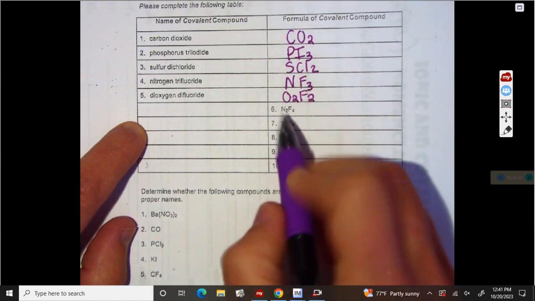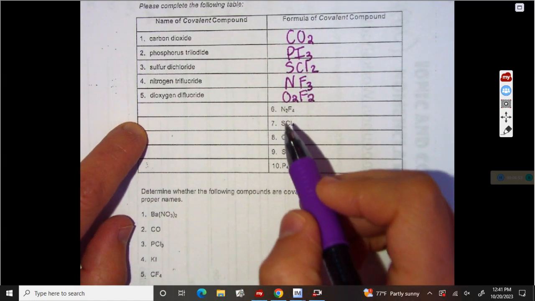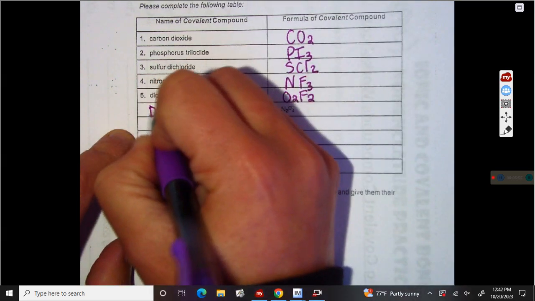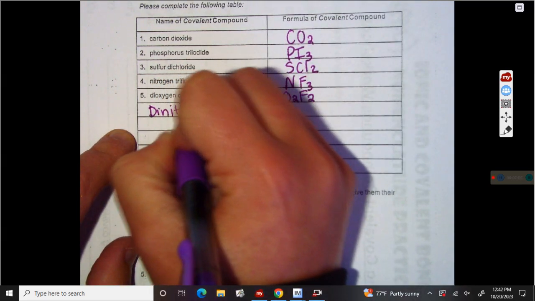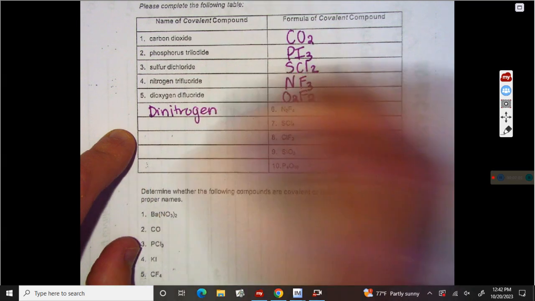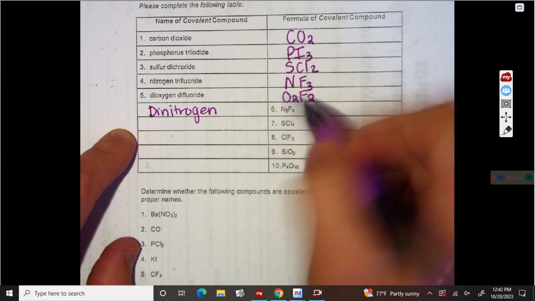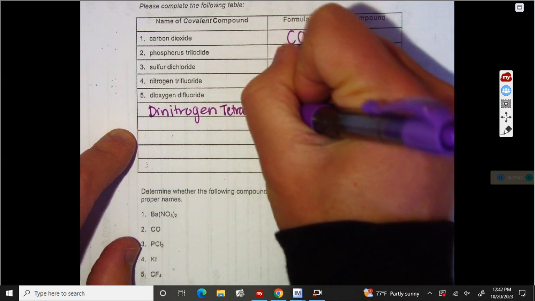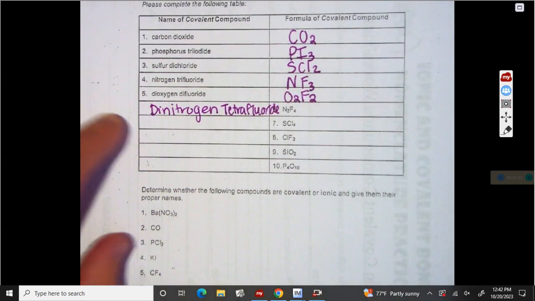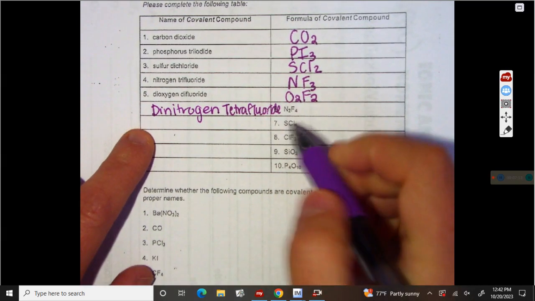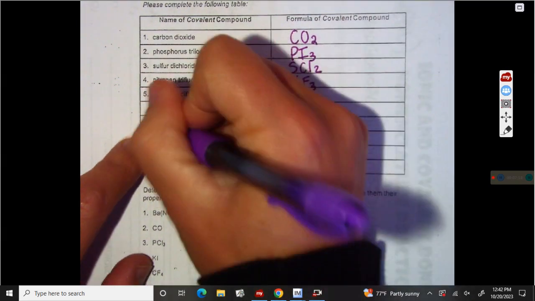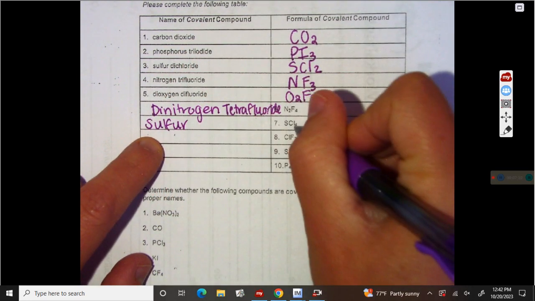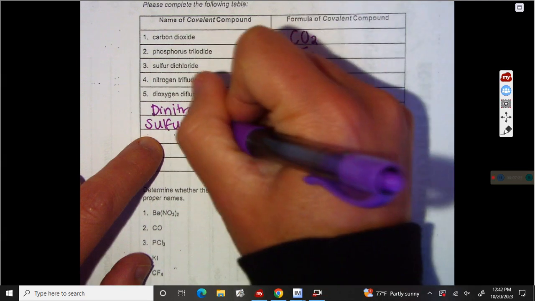Now we have to have the names. Now remember, a prefix goes in front of every element unless there's only 1 in the first spot. So right here I have 2 nitrogens. So I'm going to call that dinitrogen. I have 4 fluorines, so it's tetrafluoride. All right. Sulfur, just 1, so I'm not going to put mono in the first spot. I'm just going to write sulfur. Tetrachloride.